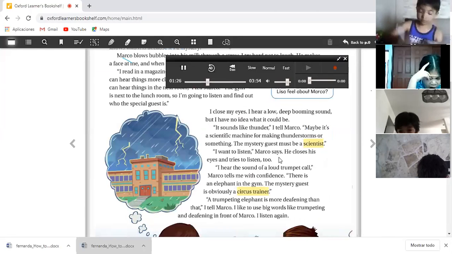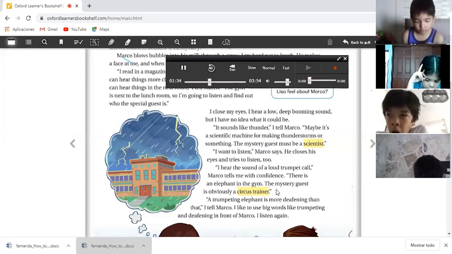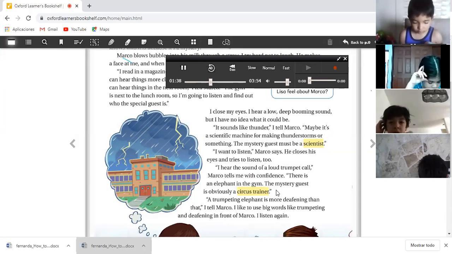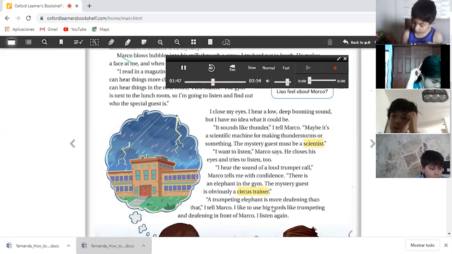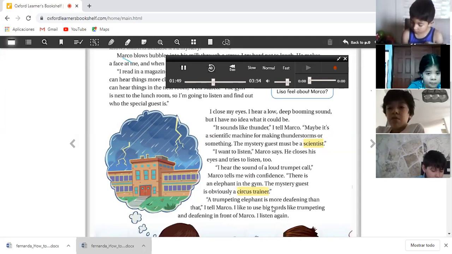I want to listen, Marco says. He closes his eyes and tries to listen too. I hear the sound of a loud trumpet call, Marco tells me with confidence. There is an elephant in the gym. The mystery guest is obviously a circus trainer. A trumpeting elephant is more deafening than that, I tell Marco.